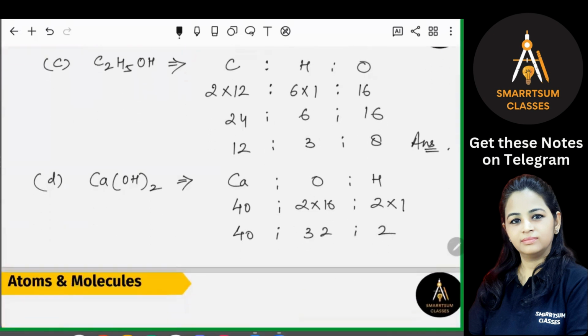Again, we will convert this into the simplified form, divide all of them by 2. So it will become 20 is to 16 is to 1. And this is the answer. This is the ratio by mass of the combining elements in calcium hydroxide, right? So in this way, we can find out the ratio by mass for any compound. Is that clear? Yes or no?